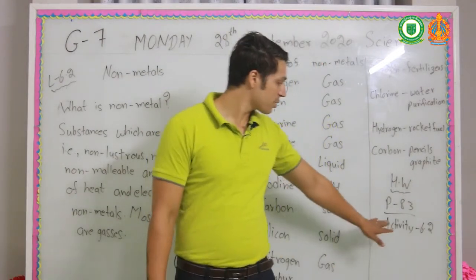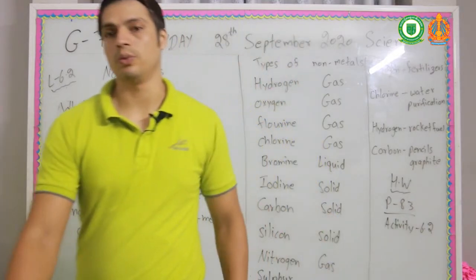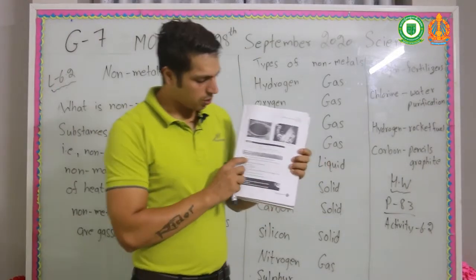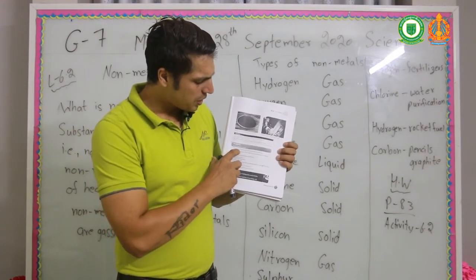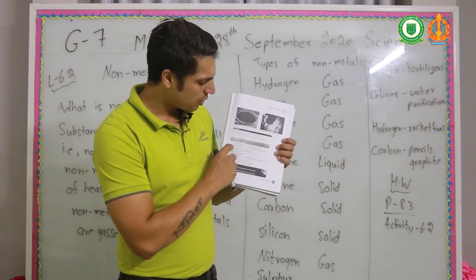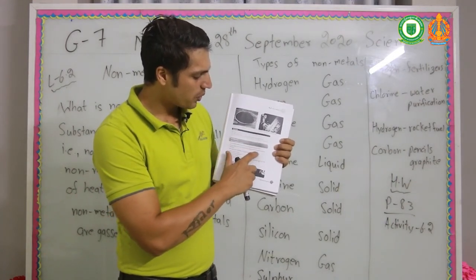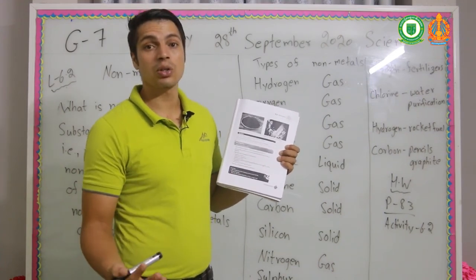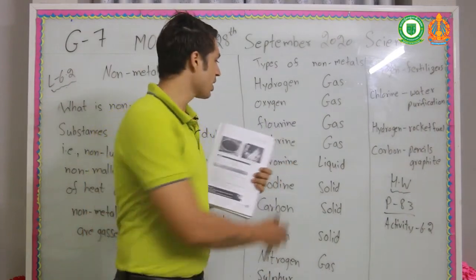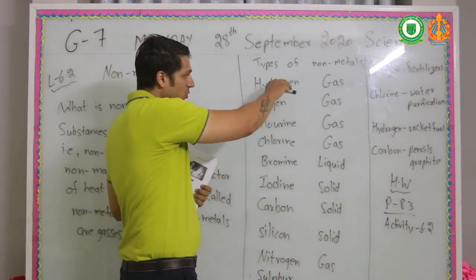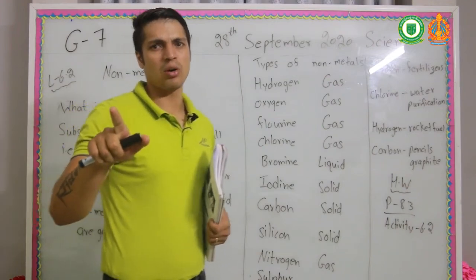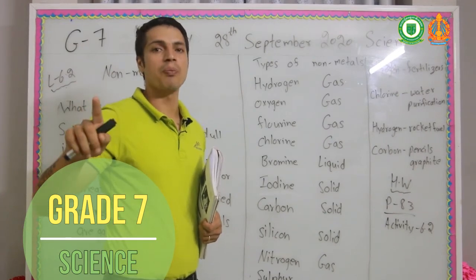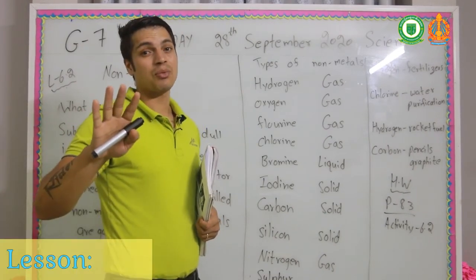So your homework is on page number 83, activity 6.2. Your teacher will give you a list of non-metals to choose one from. Choose one non-metal, and use reference books and the internet to find out about it. You can use Google. You can choose any non-metal, but do not choose the same one. If one student chooses this one, the next one can choose another. I don't want you to choose the same, okay.